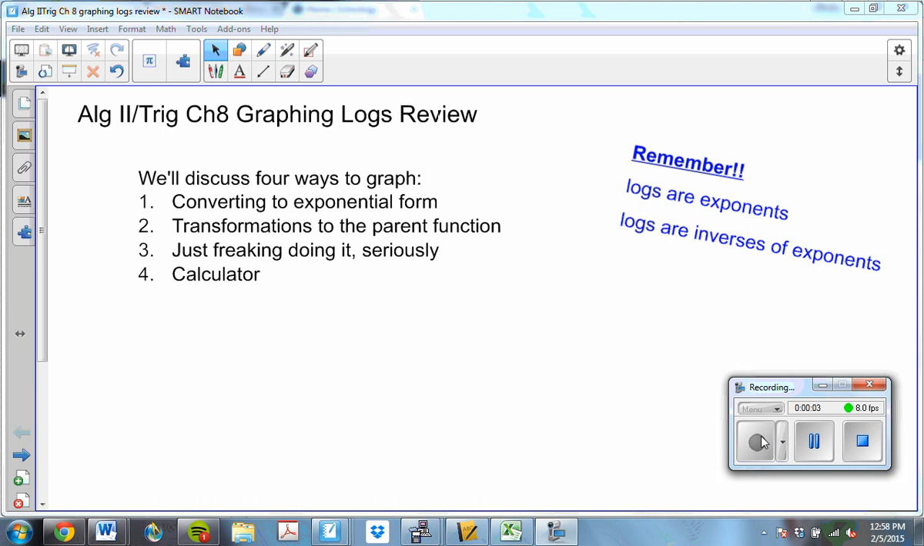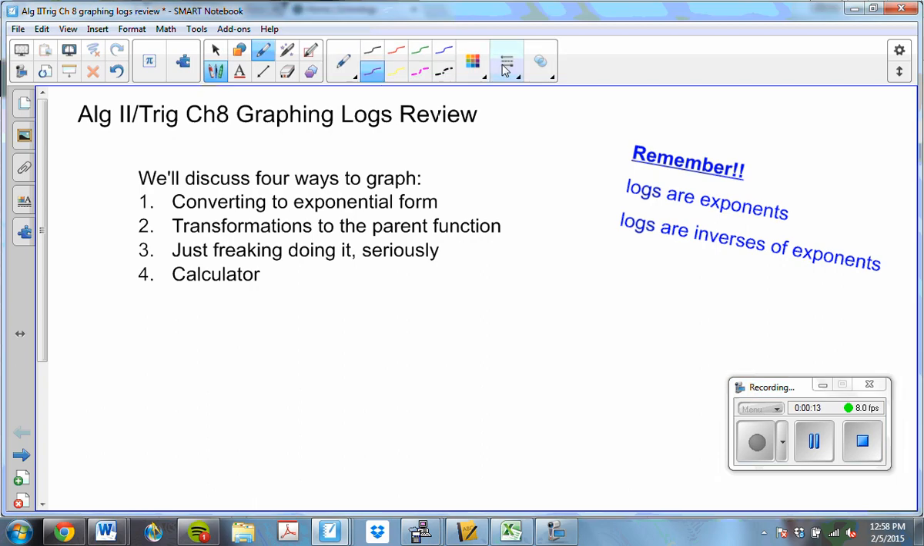Hi, this is going to be a video on graphing the logs. I'm going to review different ways to graph logs. One way is by converting to exponential form. One way is by doing transformations to the parent function. One way is to just plug in points and make it happen. And you can also do it in your calculator.